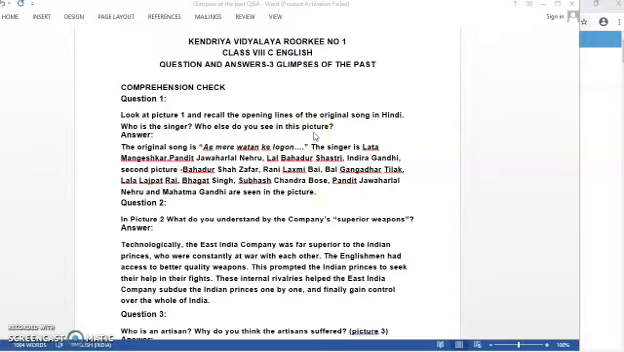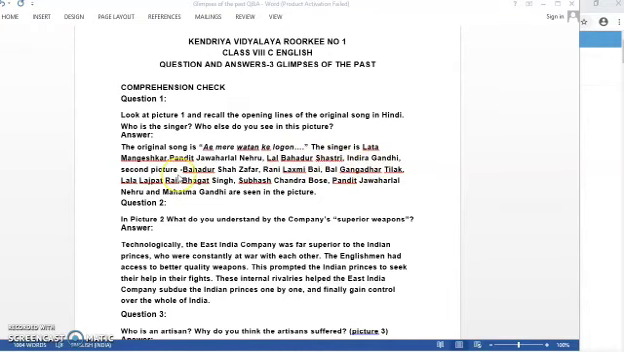So, in your textbook, on the first page of this lesson, there are two pictures. The first picture we'll discuss: the original song is sung by the singer Lata Mangeshkar, and the song is "ऐ मेरे वतन के लोगों." Who else is present in this picture? Pandit Jawaharlal Nehru, Lal Bahadur Shastri, and Indira Gandhi.